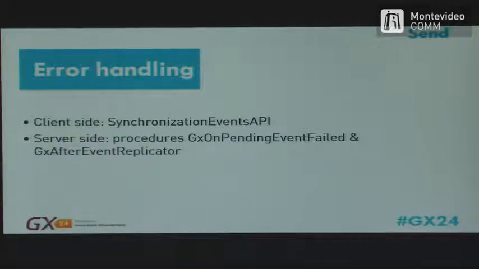The first one is on pending event failed. And this is invoked for every business component that failed. And the other procedure is the after event replicator, which is called at the end. And what happens here is you will be sending all the information, all the data from the complete response of all the business components that came when you received that. And if one of them failed, we could be handling that with this after-event replicator procedure.